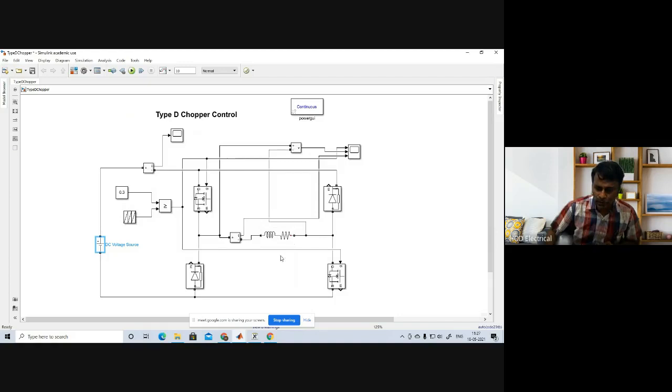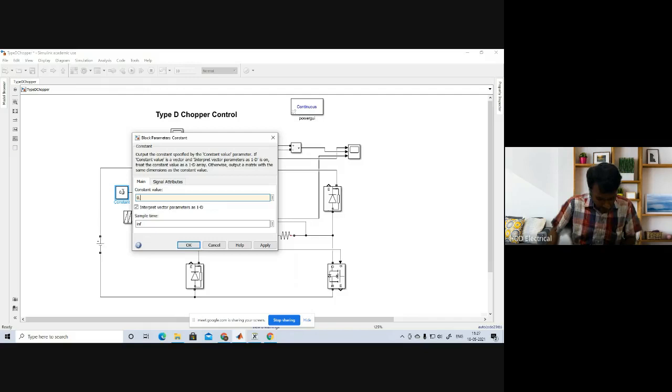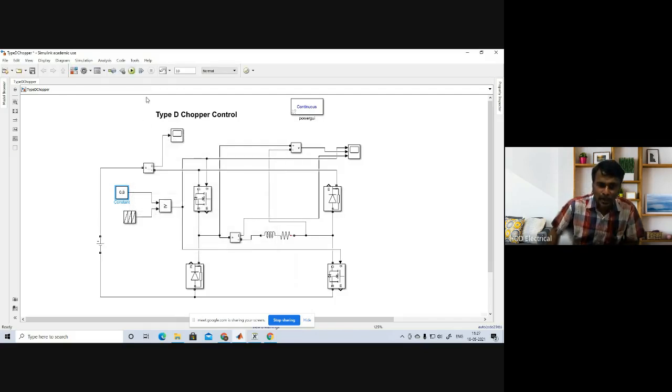So this is the load terminal. These two are diodes. I have connected as per the circuit that I have explained already. Let me run the simulation for duty cycle greater than 0.5. Let me take duty cycle 0.8. What will happen?